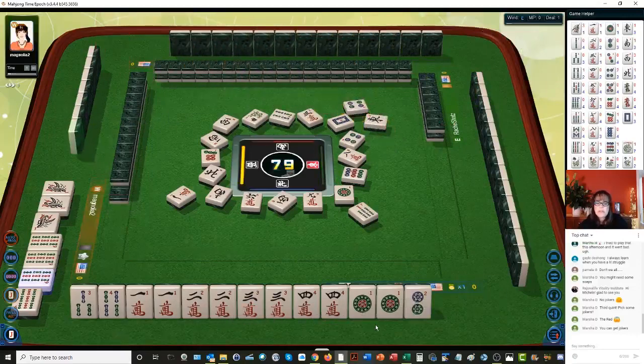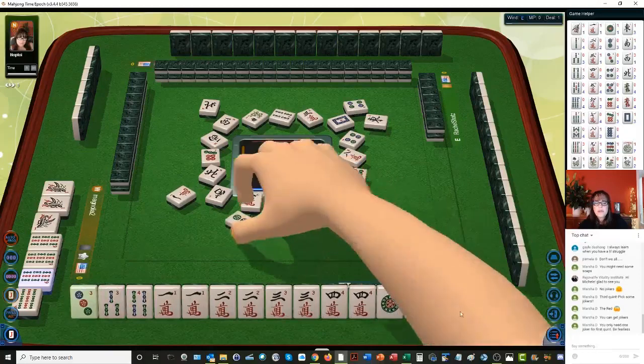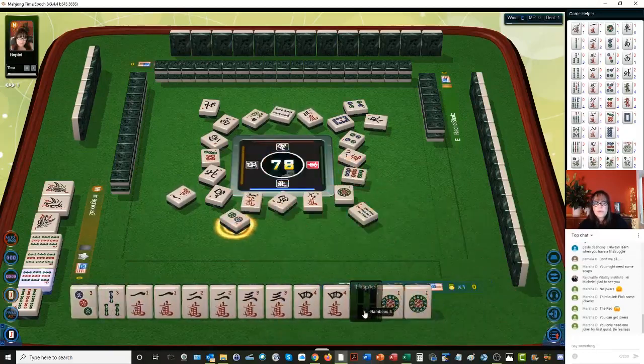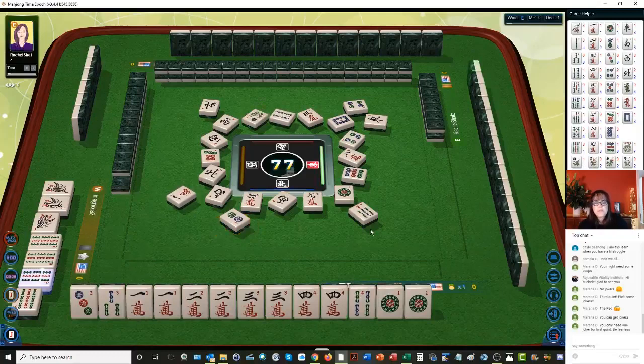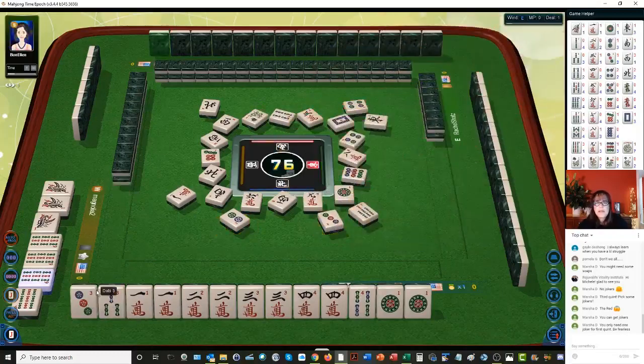So we're doing 1, 2, 3, 4 of some kind. Consecutive run. There's a 1, 2, 3 now. 2, 3, 4 concealed. Let's get rid of the 2 right now. 2 dots. So at this point, I think I would focus on 1, 2, 3 concealed. 1, 2, 3 concealed. 3 dots. And there goes our tile.